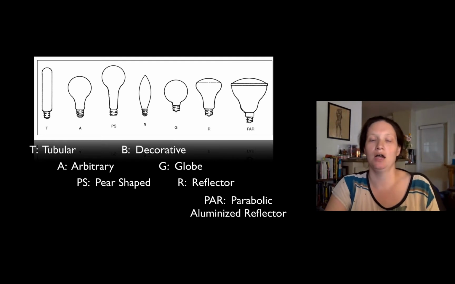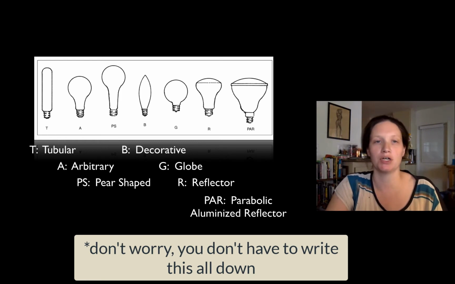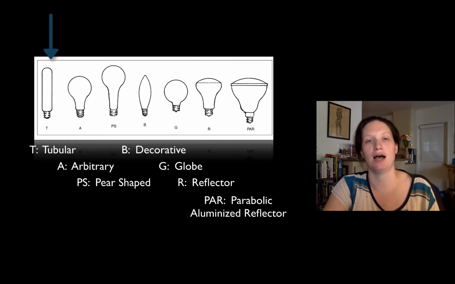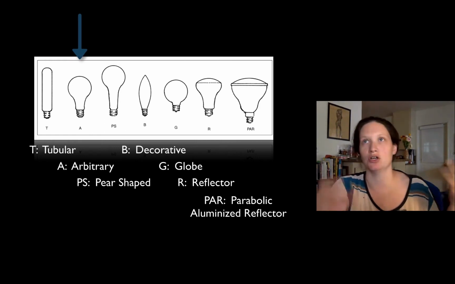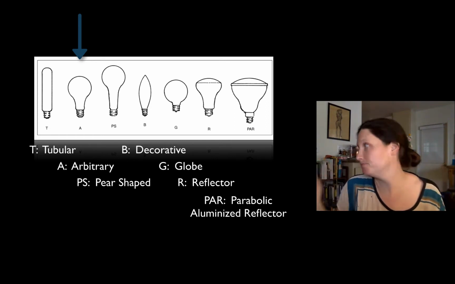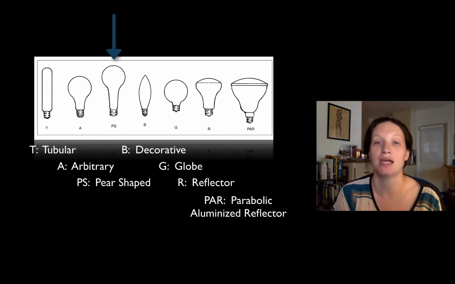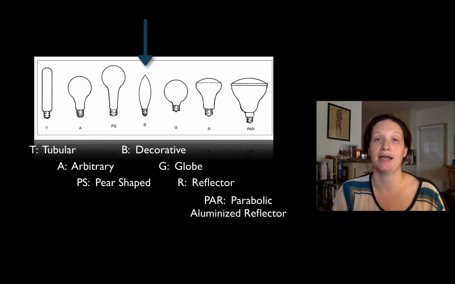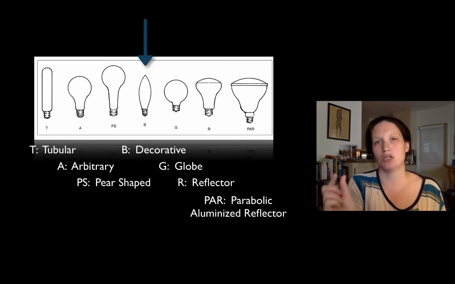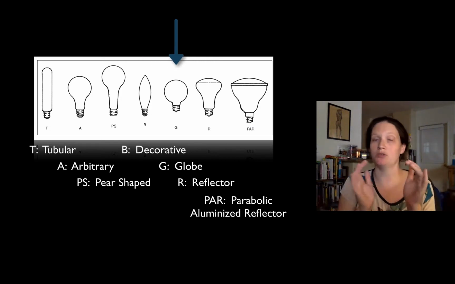Here are a few kinds of lamps. So tubular is this long and tall lamp. Then you have arbitrary, which is the kind that's in your lamp at home. So that's the only one I can demonstrate for you right now because I'm in a house, not a theater. PS is pear-shaped. B is a decorative lamp, like a candelabra fixture. So any sort of light bulb that is shaped like a flickering flame. Okay. G is globe, so a globe-shaped lamp.